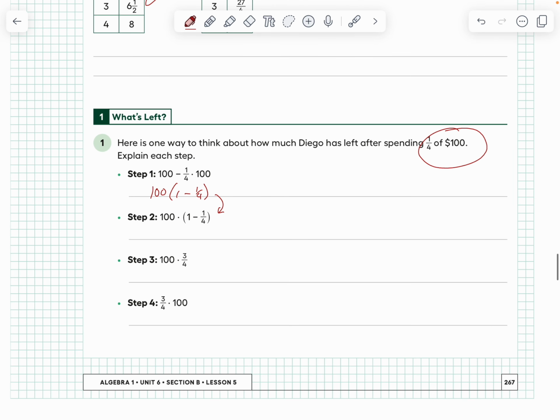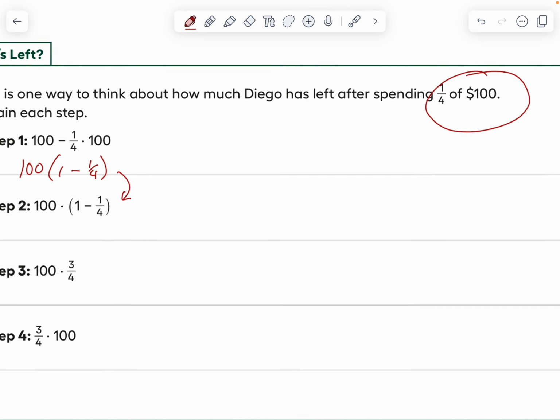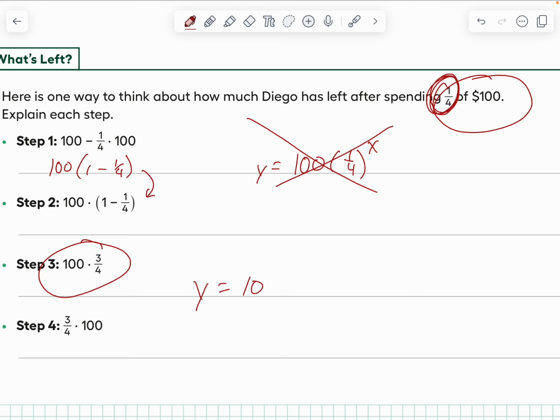So realistically, what I want you to realize is when you are talking about exponentials and you're saying that you're going to take away 1/4, when you go to multiply, it's not going to look like this, because you took away a fourth. So instead of multiplying by a fourth, you have to multiply by what's left over, which is this step right here. So this one would be wrong. This one would be correct. So we'd want it to look like this.